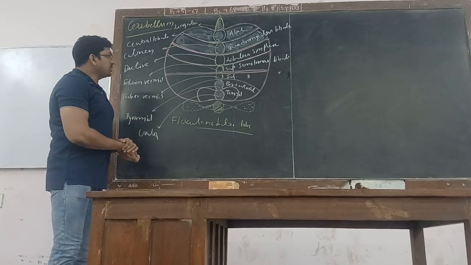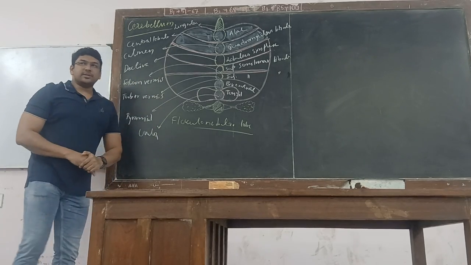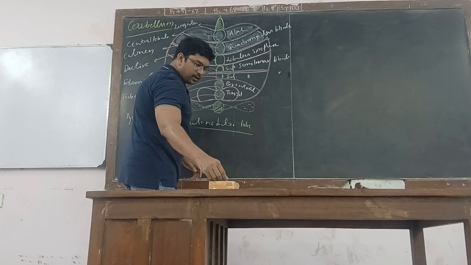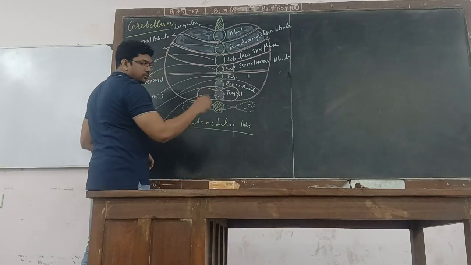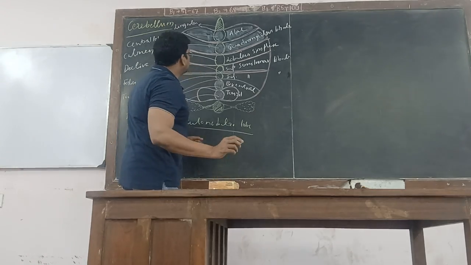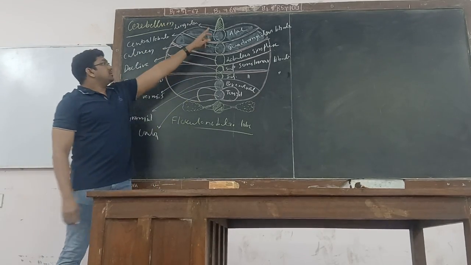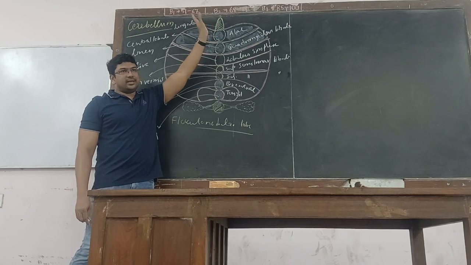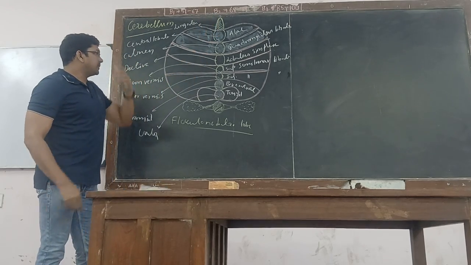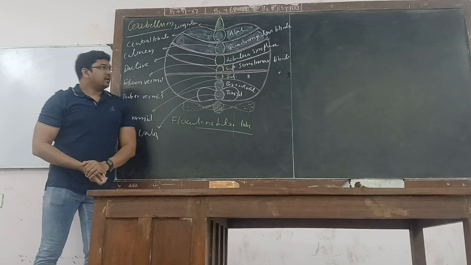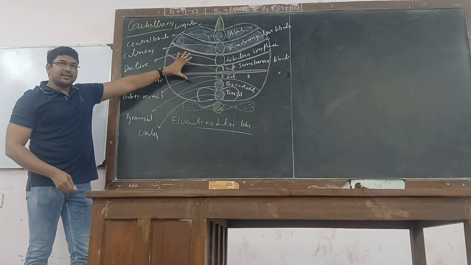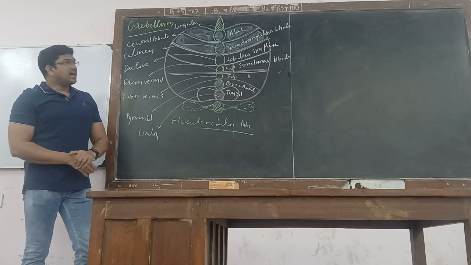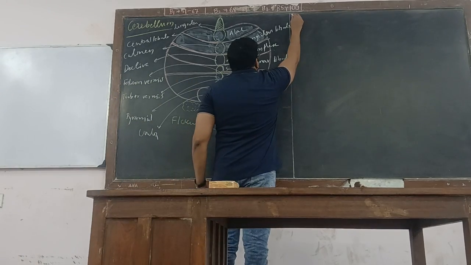So these are the anatomical divisions. You see here the lingula doesn't have any lobules on either side. So this corpus cerebelli will be divided into anterior and posterior lobes.